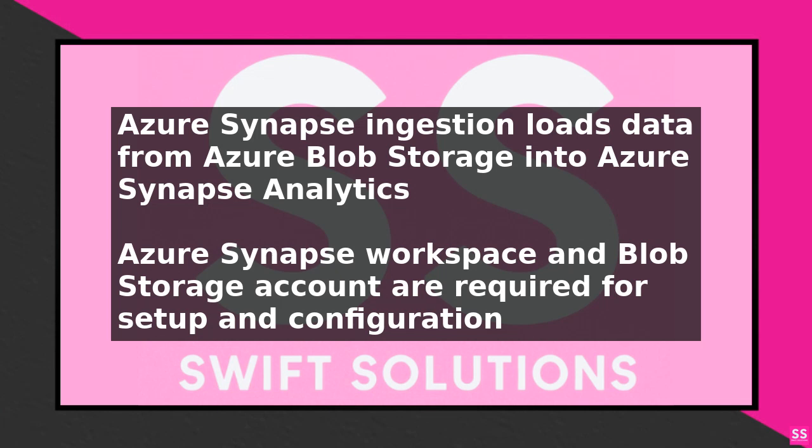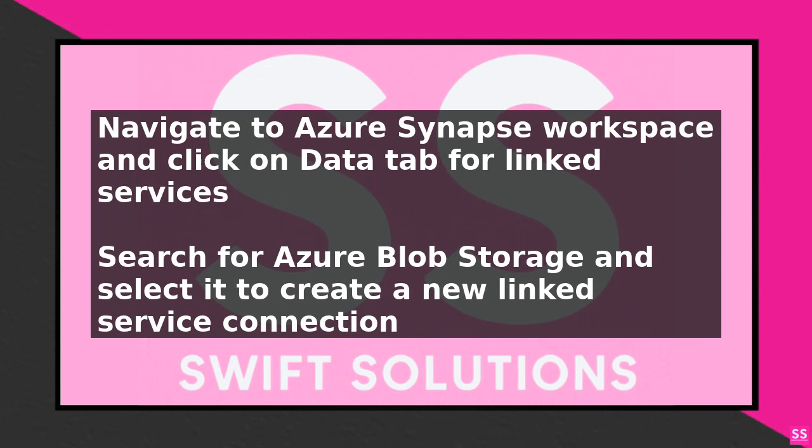Then click on Linked Services and New Linked Service. Search for Azure Blob Storage and select it. Then enter your Blob storage account name and key. Next, click on the Data tab and then click on Datasets and New Dataset. Search for Azure Blob Storage and select it. Then link it to the Azure Blob Storage linked service you created earlier.